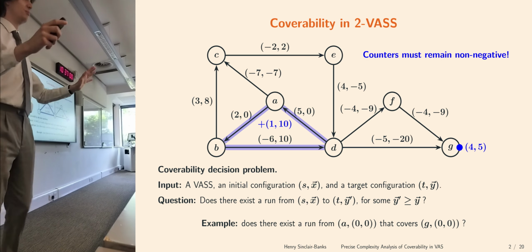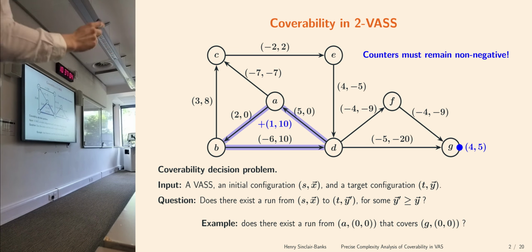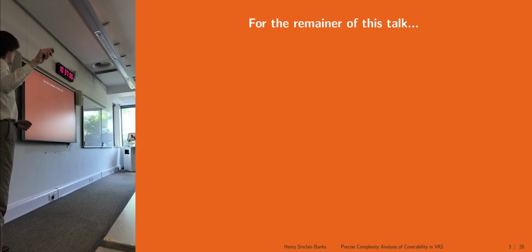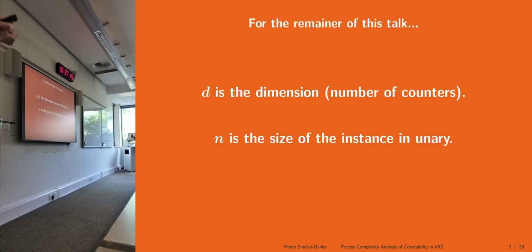I hope the problem makes sense. And before I talk about actually interesting things, I'm going to fix 2 terms. So remember these for the rest of the talk. This is the one thing I ask of you today. D is the dimensions, the number of counters, and N is the size of the instance.